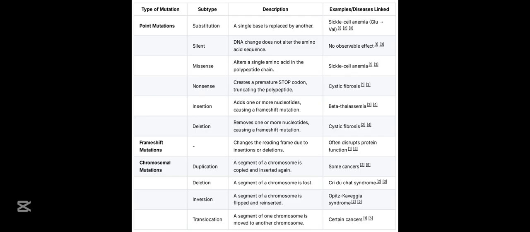So instead of glutamic acid, you get valine in the hemoglobin protein. And that one tiny change has a huge impact on the shape of red blood cells. Yeah, they end up sickle-shaped, and that causes all sorts of problems.